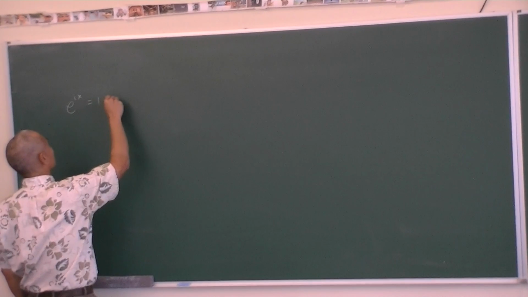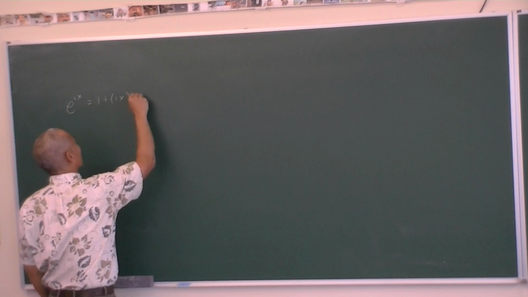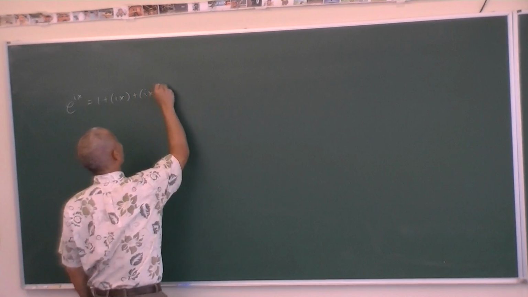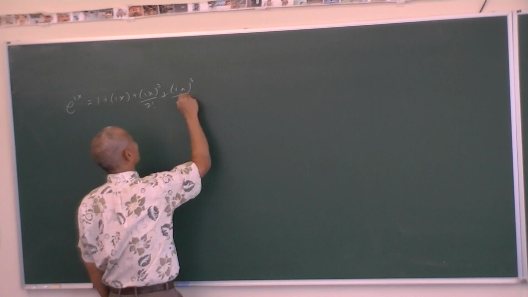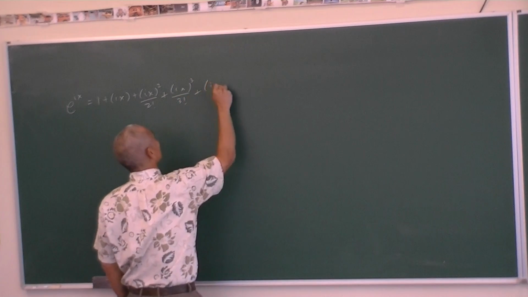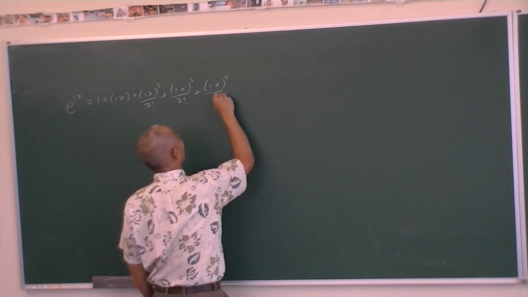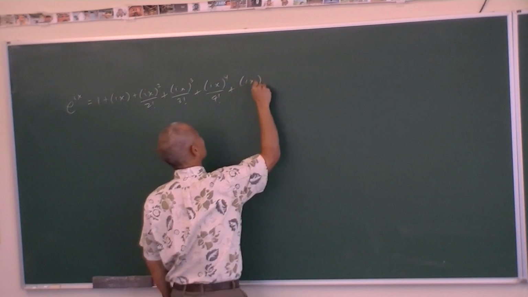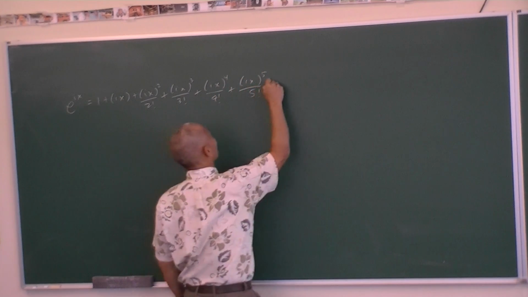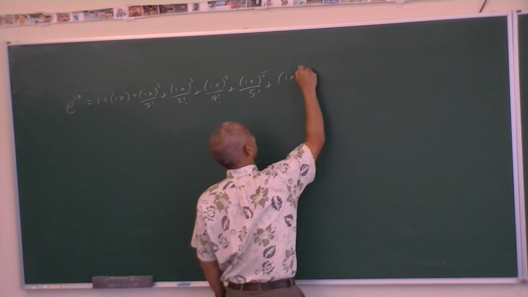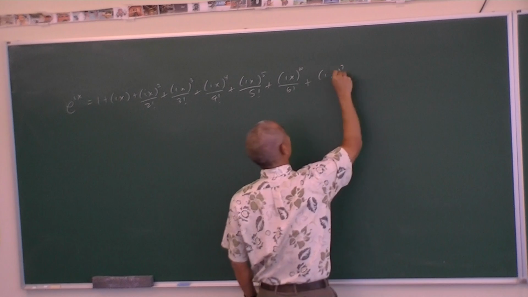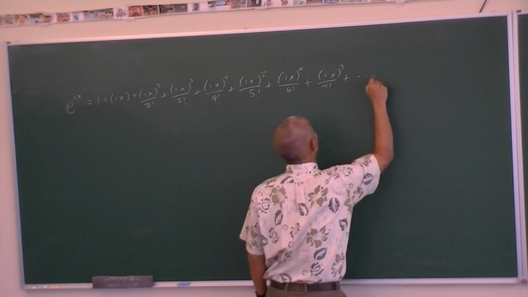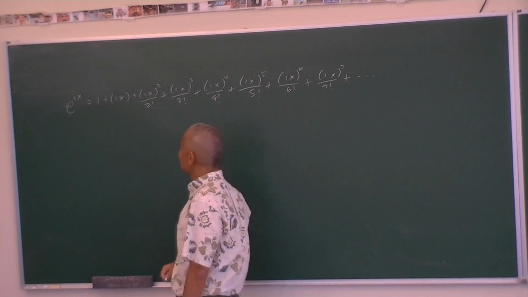1 plus box plus box squared over 2 factorial plus box cubed over 3 factorial plus box to the 4 over 4 factorial plus box to the 5 over 5 factorial plus box to the 6 over 6 factorial. There's a reason I'm doing this many. Box to the 7 over 7 factorial plus dot dot dot. And then you simplify it.